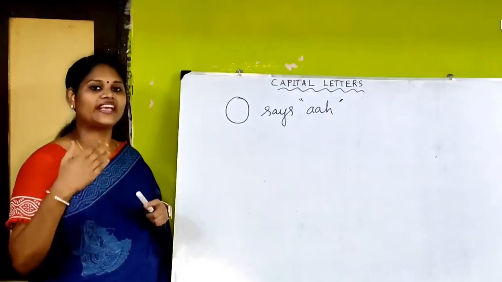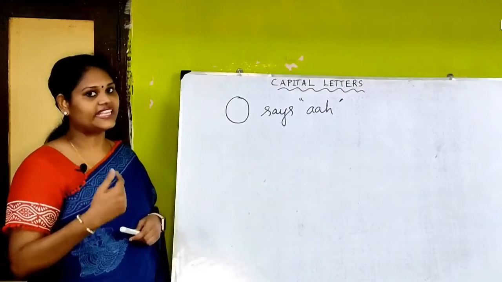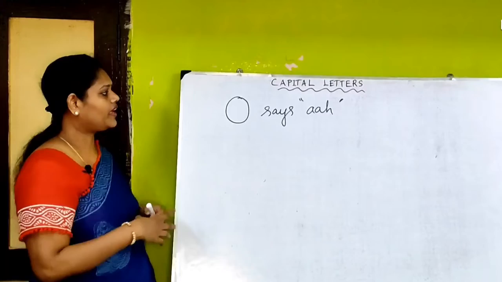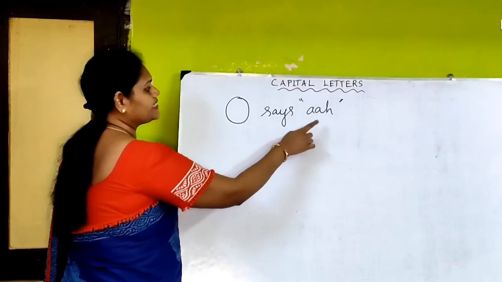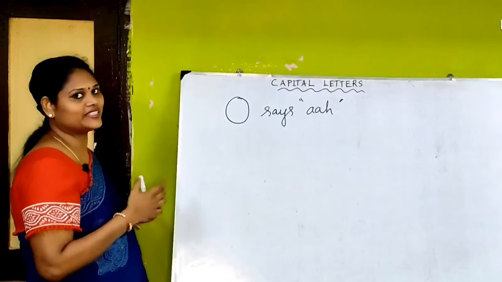I told you A says a and O says ah. E says ye. Right? These are the differences. Okay. Now O says ah. Ask the child to put a circle, full circle.